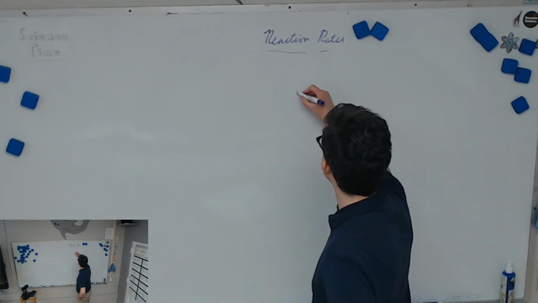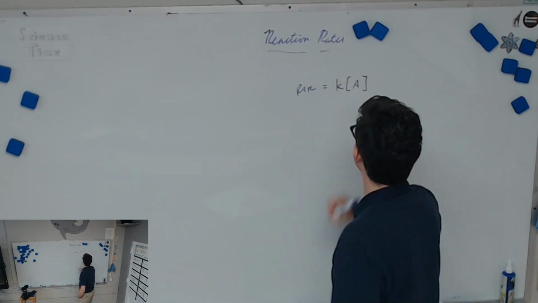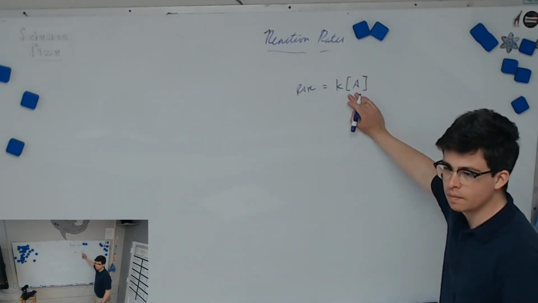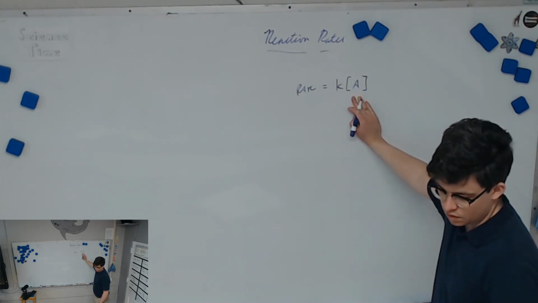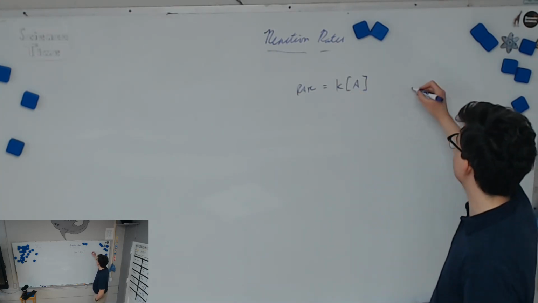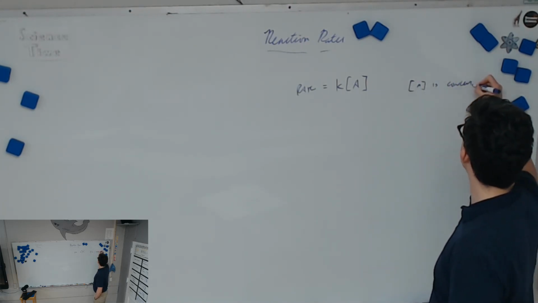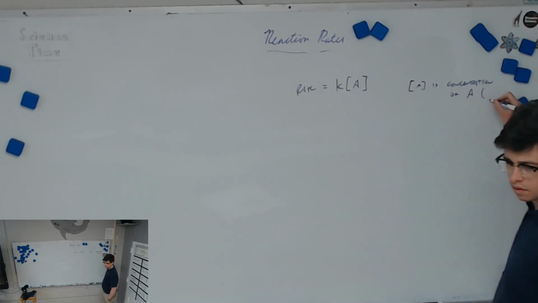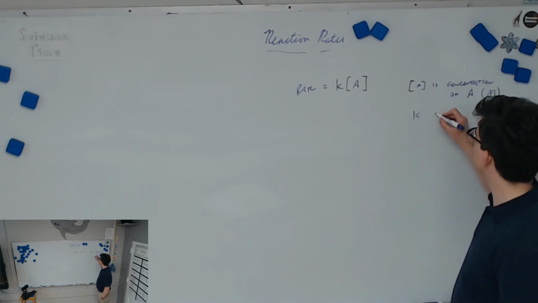So write this down, please. Rate for a given reaction equals k times the concentration of A. What does this mean? This is the concentration of A, measured in what unit? Molar.